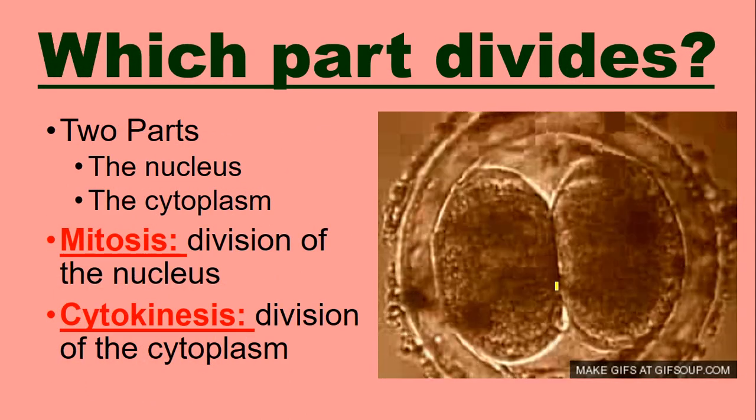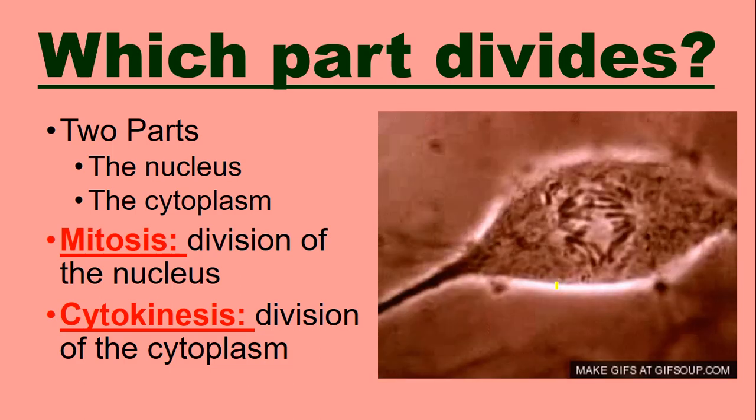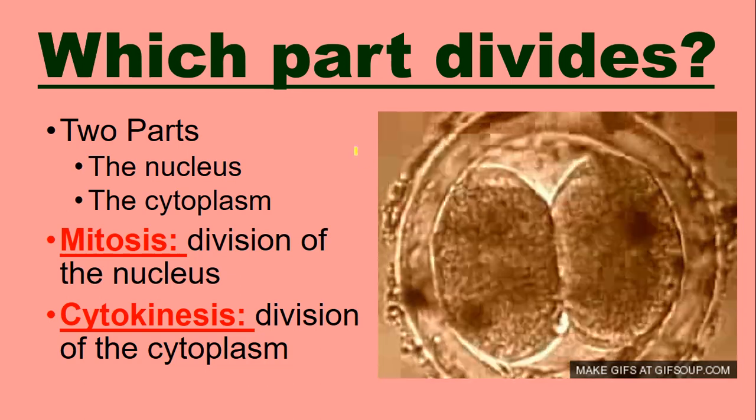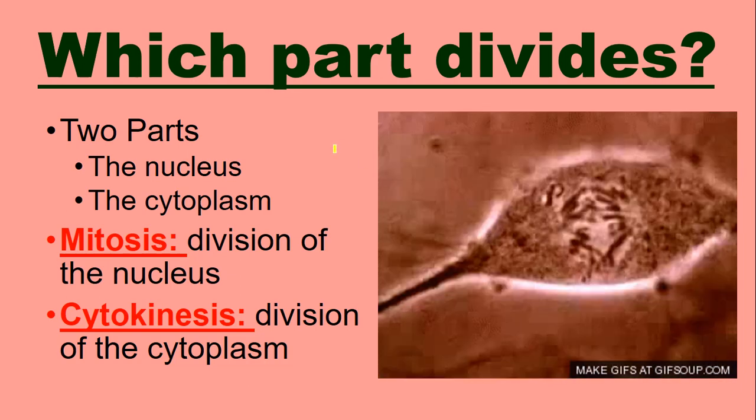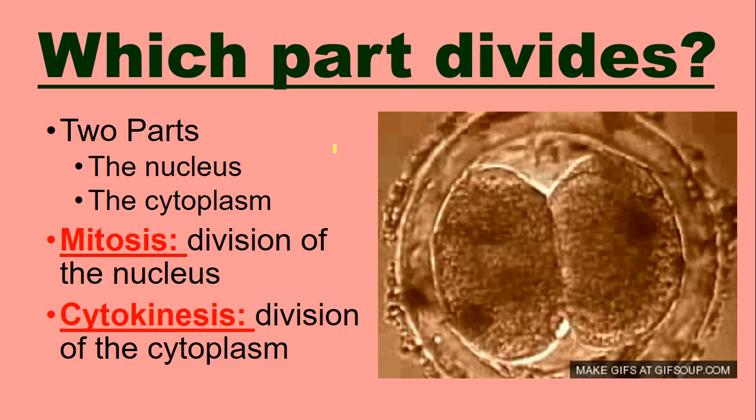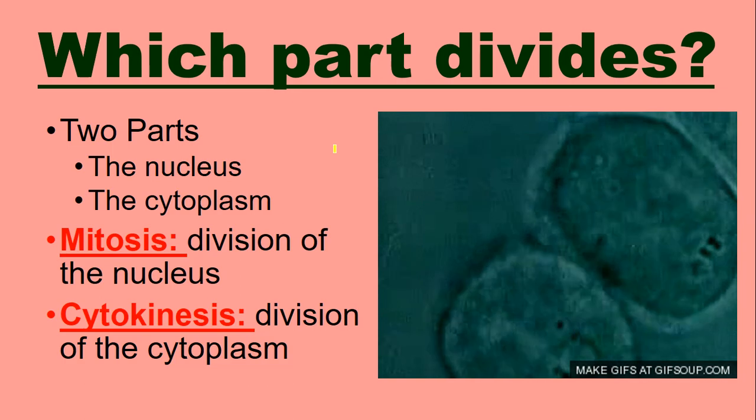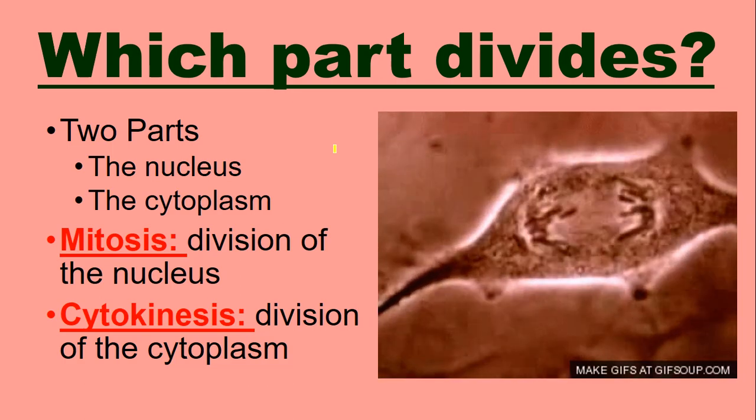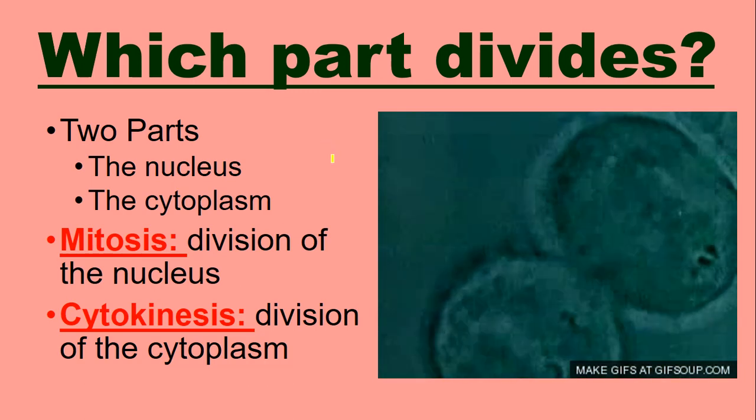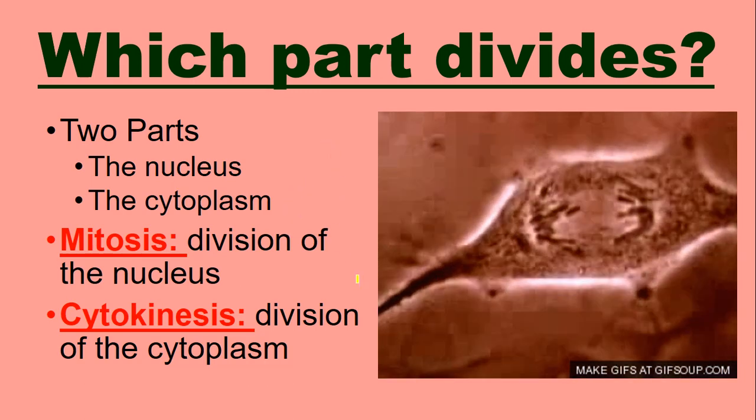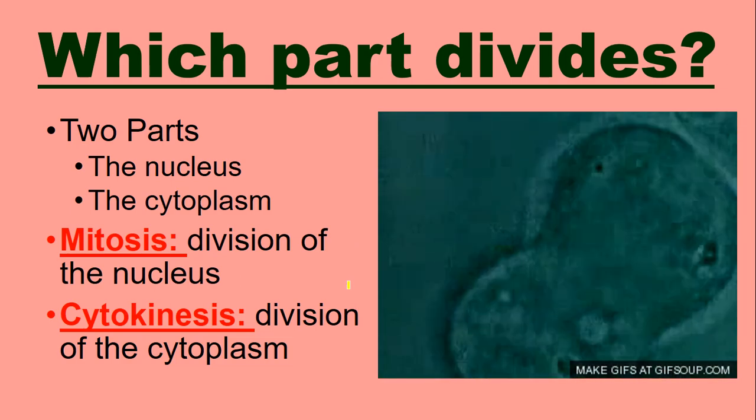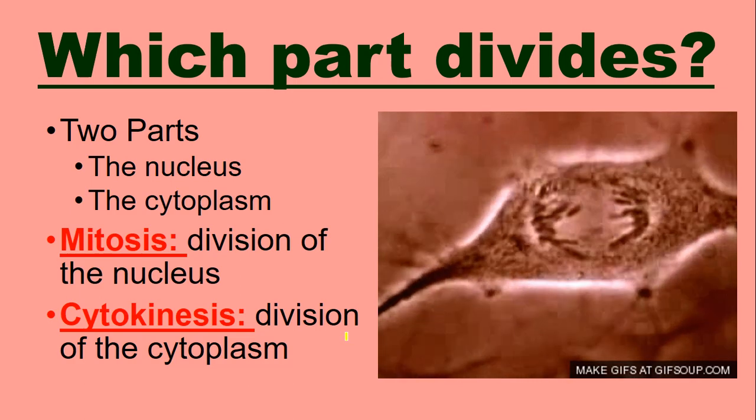So which part divides? Well, two parts actually. The nucleus will divide and the cytoplasm will divide. If you remember from our talk about cell organelles, the nucleus is the brain of the cell, the control center. It's where all the DNA is. And the cytoplasm is the jelly filling that all the other organelles are held in. Since there are two parts that divide, there are two parts of the division: mitosis, which divides the nucleus, and cytokinesis, which divides the cytoplasm.